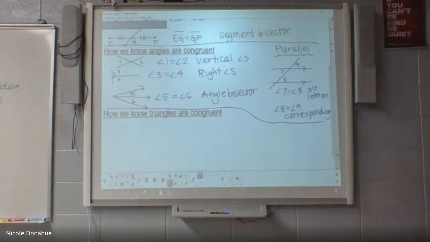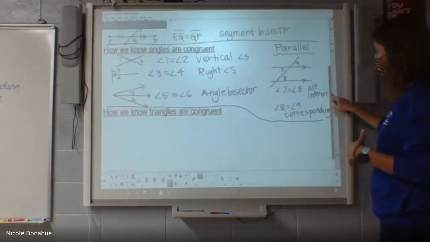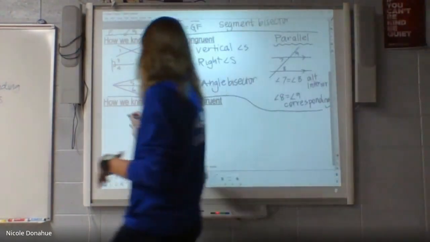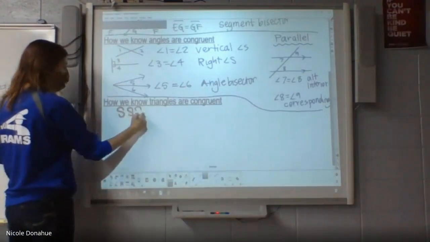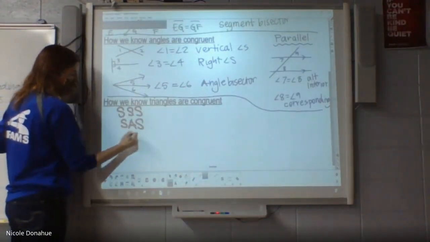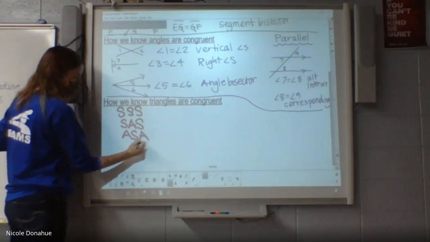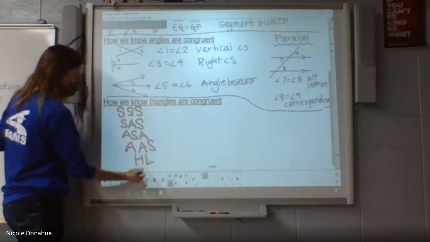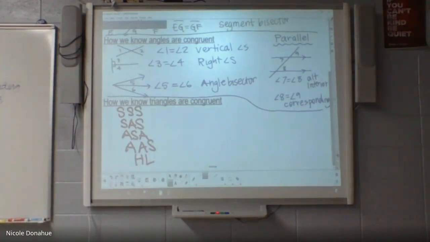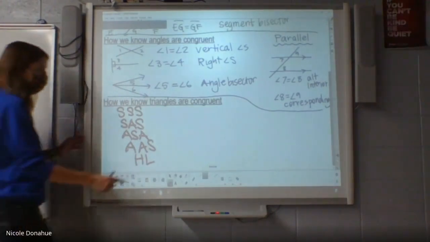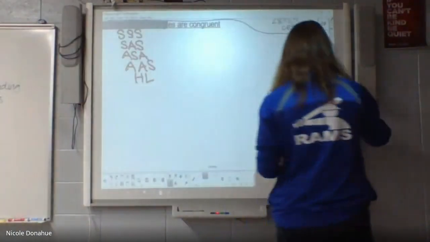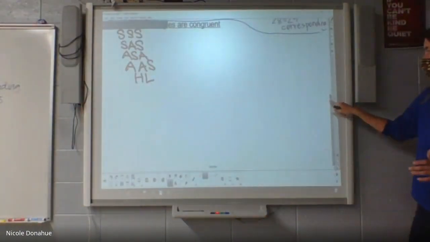And then finally, the ways we know triangles are congruent are all our different letter combinations. So we have side, side, side; side, angle, side; angle, side, angle; angle, angle, side; or hypotenuse leg. So those are ways we know triangles are congruent.